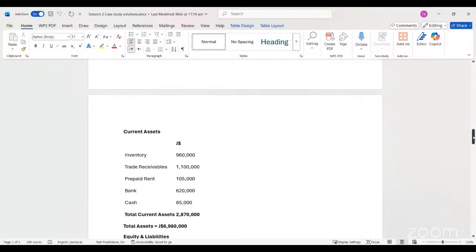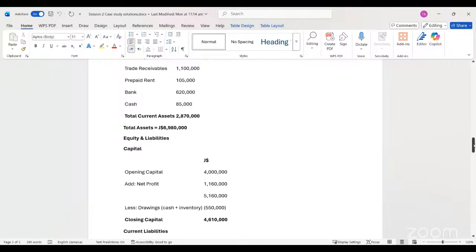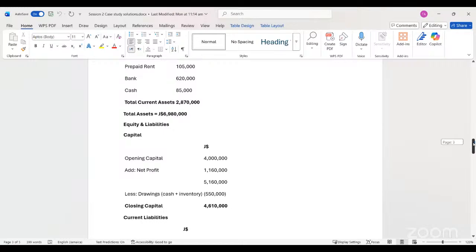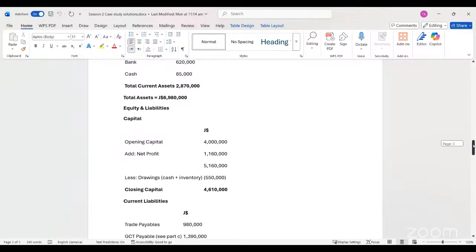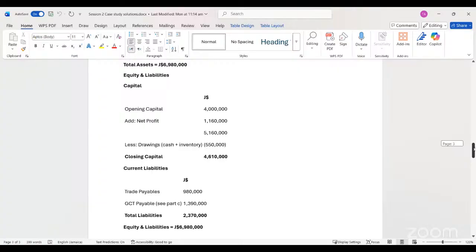Now then your equity and your liabilities. Your opening capital, add your net profit for the year. Let's say that's for the equity. Less the drawings, both the cash drawings and the inventory, being 550. So your closing equity or closing capital is supposed to be 4610.